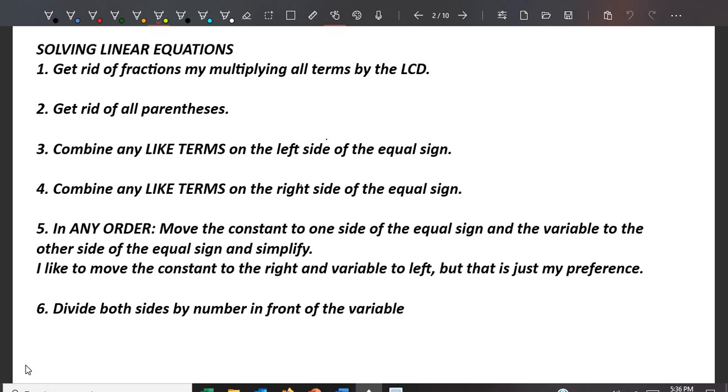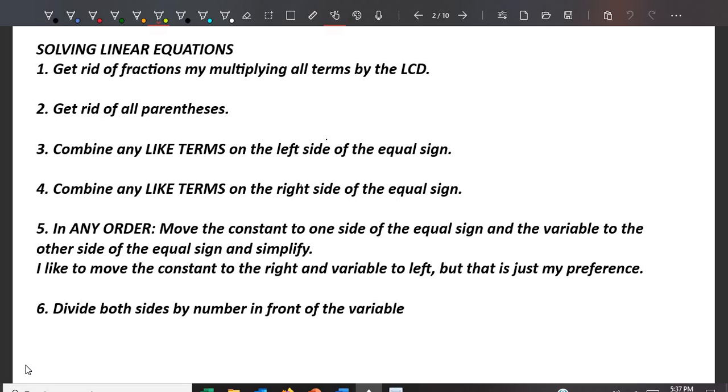Now, step 5 is where I start the solving process. You can do either one first. What I like to do first is move the constant to one side of the equal sign and the variable to the other side. Some people like to do it the opposite. Some people like to move the variable first and the constant over. That doesn't matter. I just move the constant to the right and the variable to the left every time. And once we simplify that, we divide by the number in front of the variable.